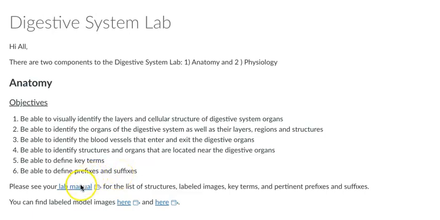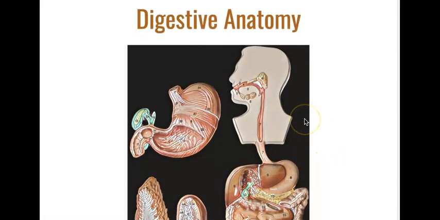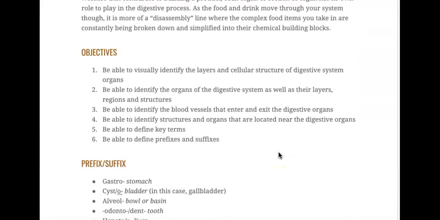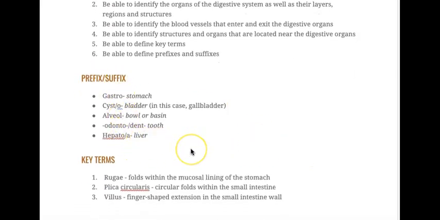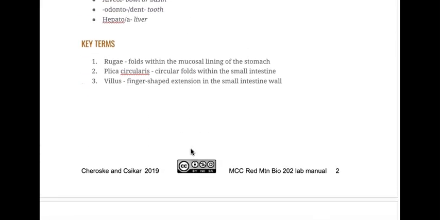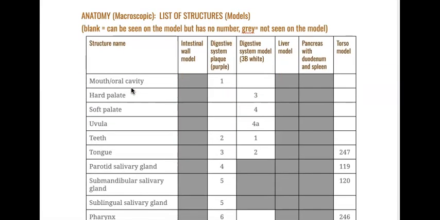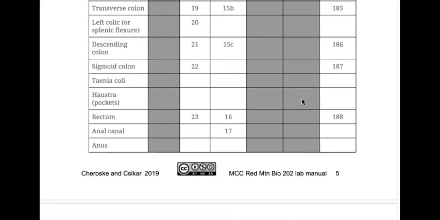If we click on this link, it will take us to our Digestive Anatomy Lab Manual. If you scroll down, there's an introductory paragraph explaining some of this to you, again listing the objectives. Here are your prefixes and suffixes. Here are the key terms, just a few of them. And if you happen to be on campus and want to look at a model, this is the full list of the structures that you need to know, as well as where you could locate them on these different models. I'm going to scroll past these to the microscopic portion first.